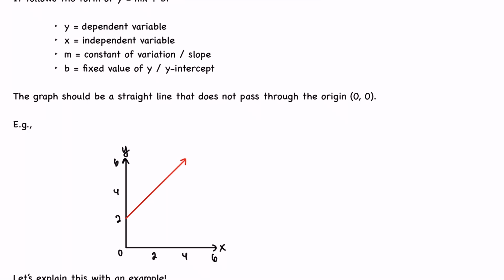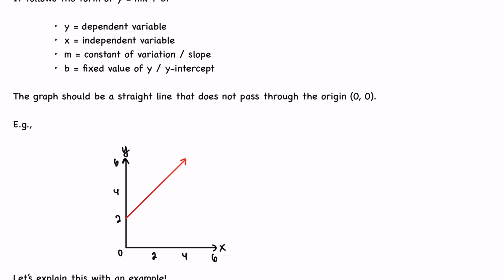So the graph of a partial variation should just be a straight line that does not pass through the origin, and the origin is (0, 0). If it does pass through the origin and it's a straight line, then that's an example of direct variation, and I have a video covering that topic if you'd like to watch.